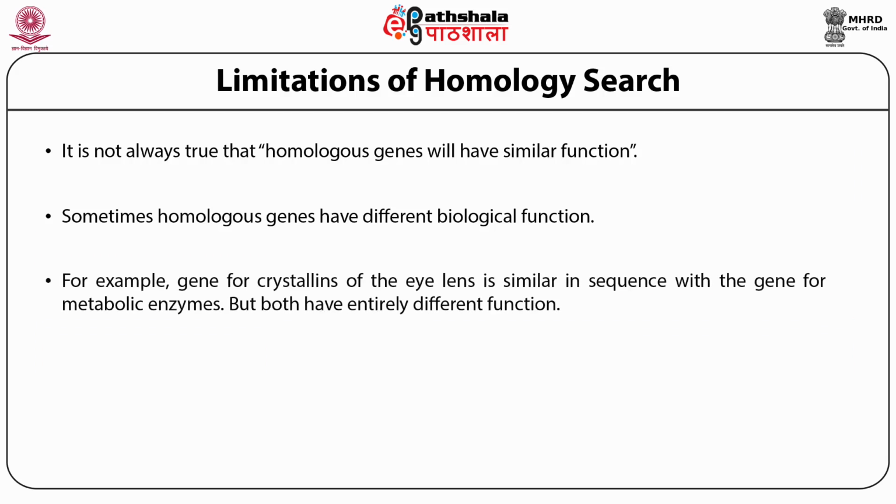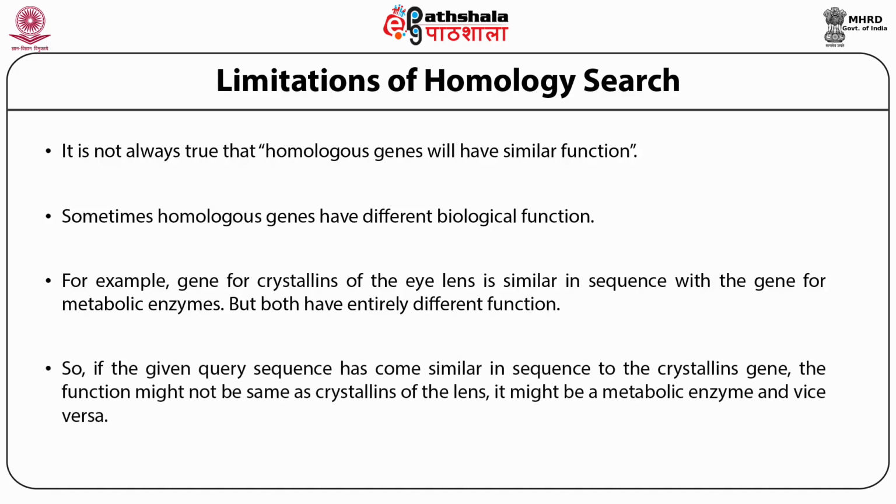Sometimes homologous genes have different biological functions. For example, the gene for crystallins of the eye lens is similar in sequence with the gene for metabolic enzymes, but both have entirely different functions. So, if the given query sequence has some similarity to the sequence of the crystallin gene, the function might not be the same as crystallins of the lens. It might be a metabolic enzyme and vice versa.